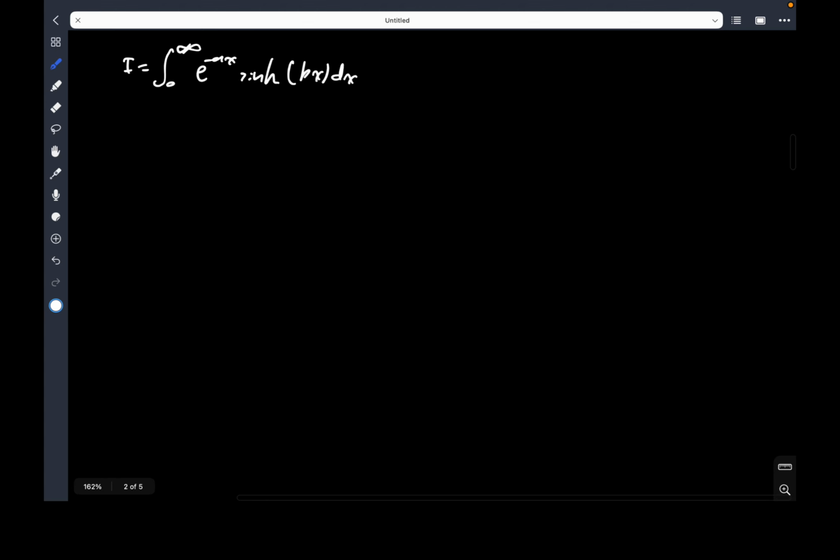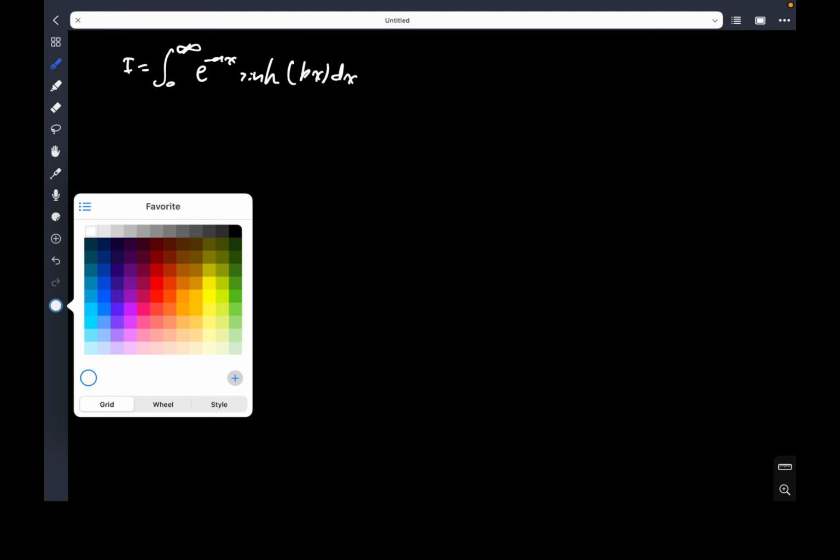In this video we're going to see how we should solve this integral from 0 to infinity of e to the negative ax sinh of bx dx. Let me zoom out a little bit. Yes, this integral, how should we solve it?